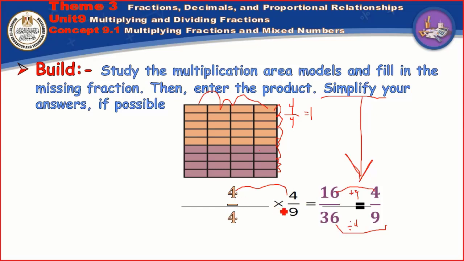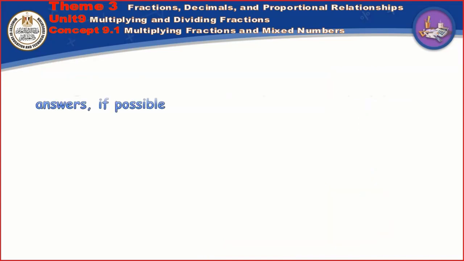So 4 over 9. Can you remember 4 over 4 equals 1 whole? When I multiply a number or a fraction or anything by 1, the answer will be the same. 4 over 9 times 1 equals 4 over 9. Okay, 4 over 9 times 1. Who can tell me what is the name of 1? This is the identity property. I will wait for you to write the name of this property in the comments.